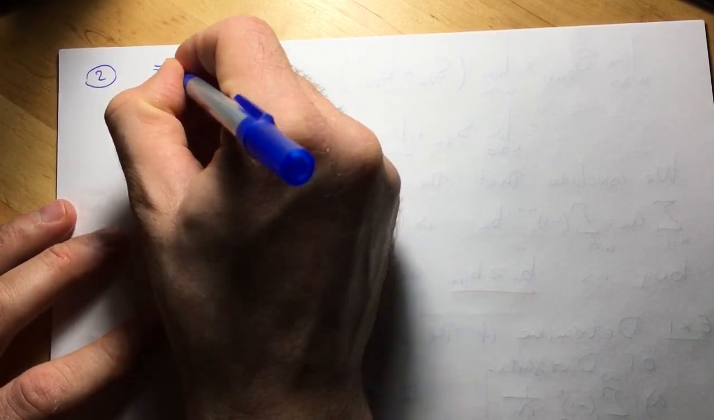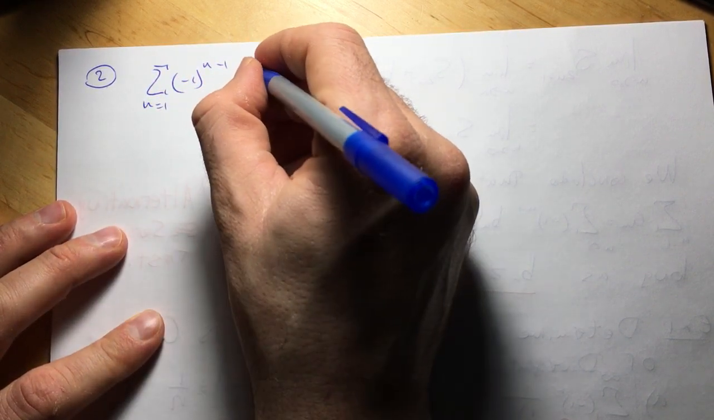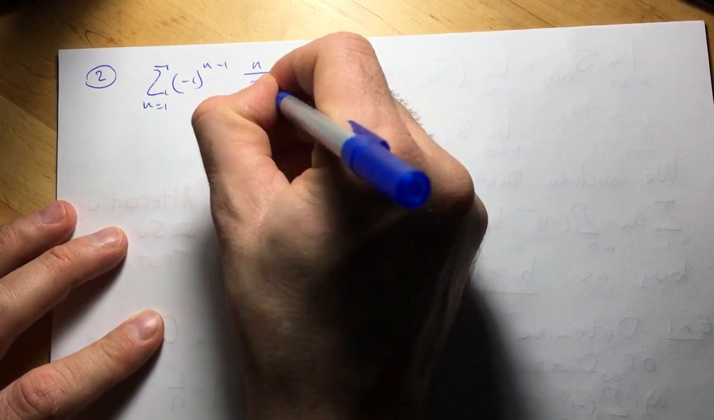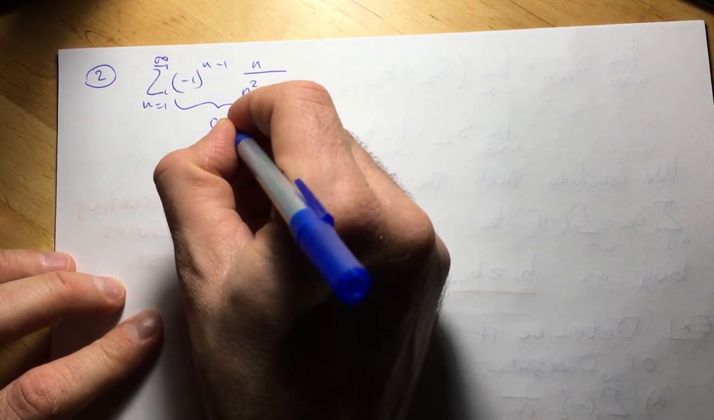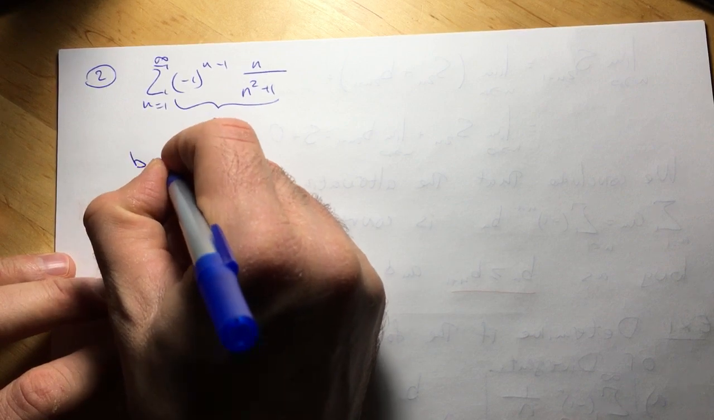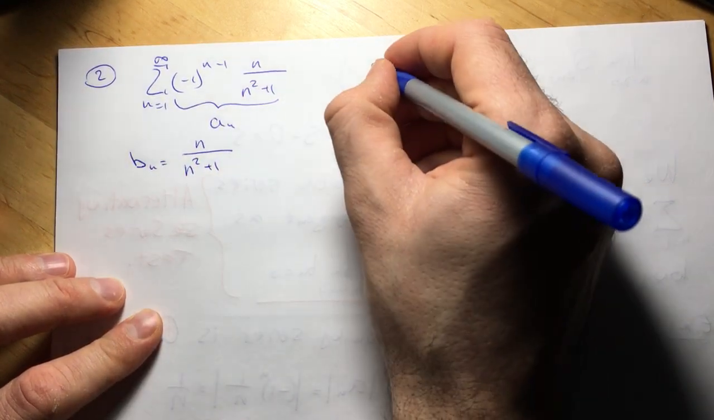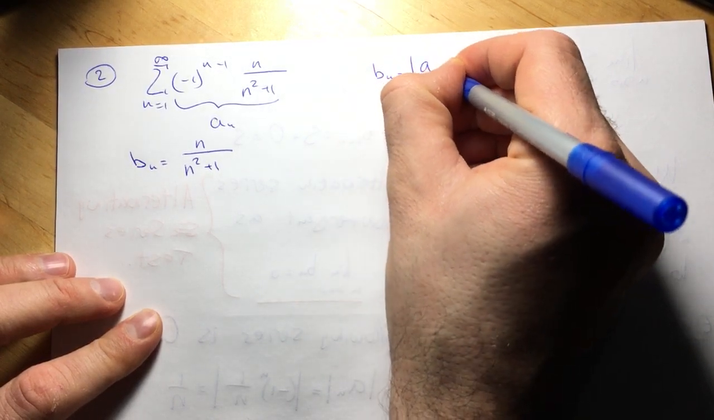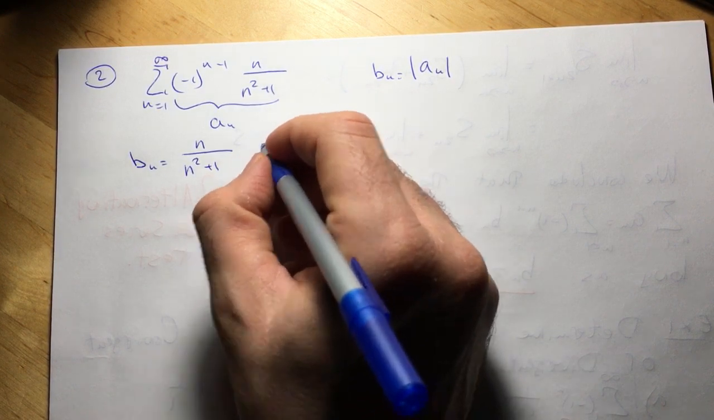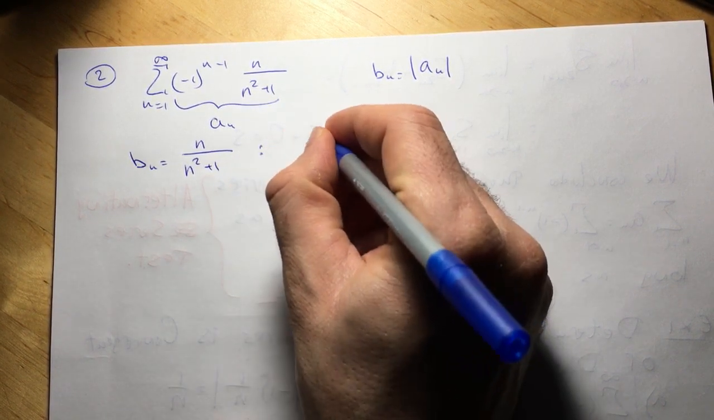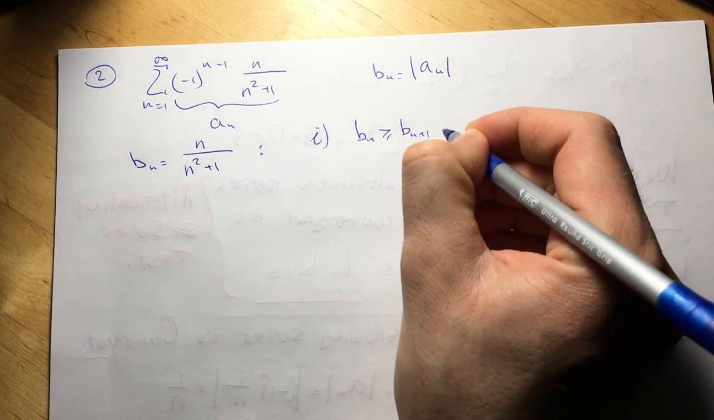Question: the sum of negative 1 to the power n minus 1, n over n squared plus 1, from 1 to infinity. Okay, so this whole thing is your An, and from here Bn is the expression just without the alternating part, right? Bn is equal to the absolute value of An. This is the positive part only. Okay, so what do we have to show? That Bn is greater or equal to Bn plus 1.